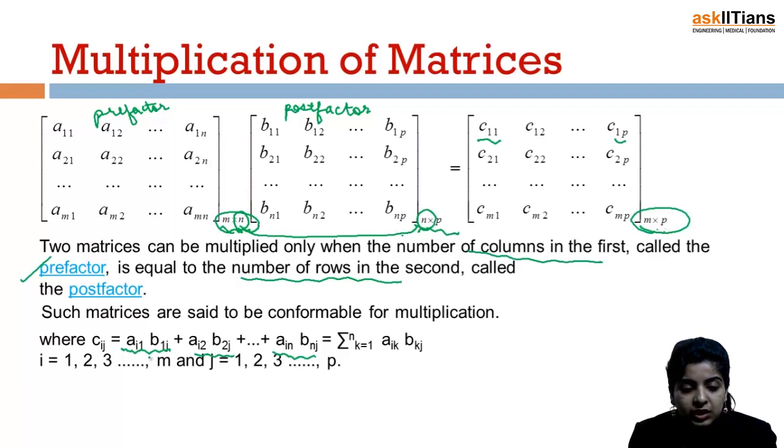In order to understand, the order of the first matrix was m cross n, then we had n cross p. You can just cancel out these two n's and the resultant matrix becomes m cross p. This would be the order of the resultant matrix.